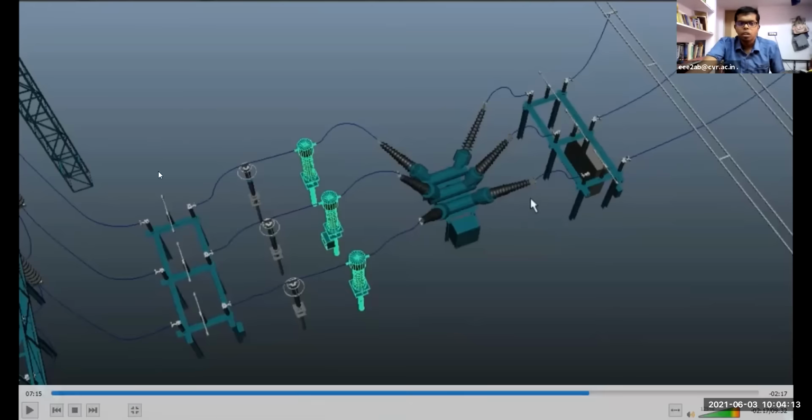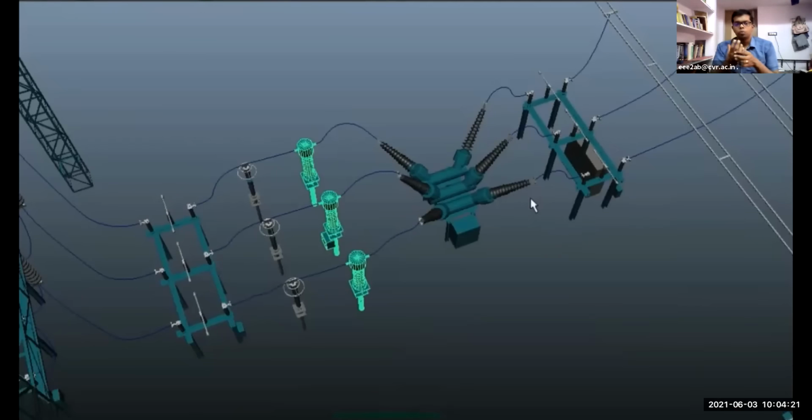The majority of accidents happen at the isolator only. As I said, sometimes they are not wearing gloves.